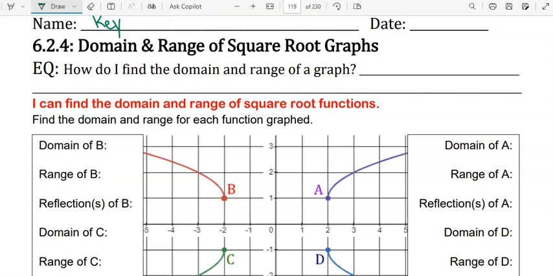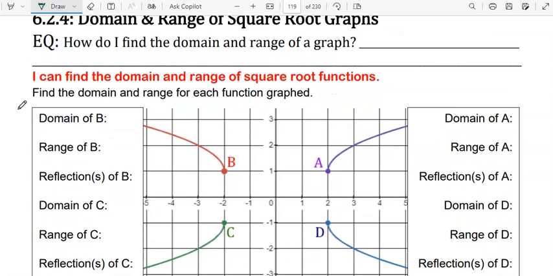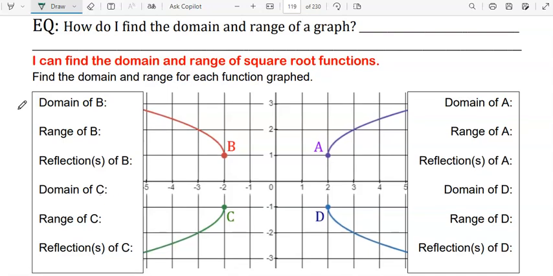6.2.4 Domain and range of square root graphs. A essential question: How do I find the domain and range of a graph? Skill: I can find the domain and range of square root functions. Find the domain and range for each function graphed.